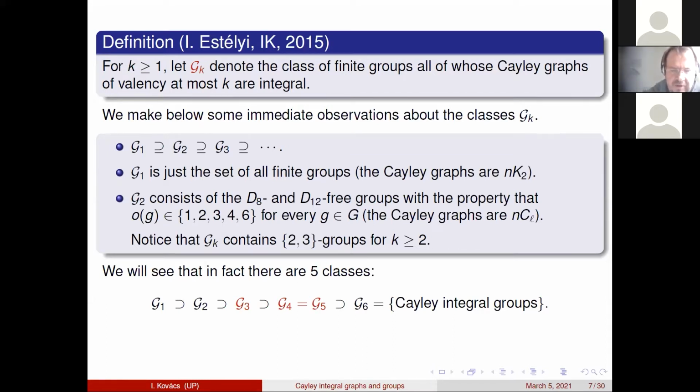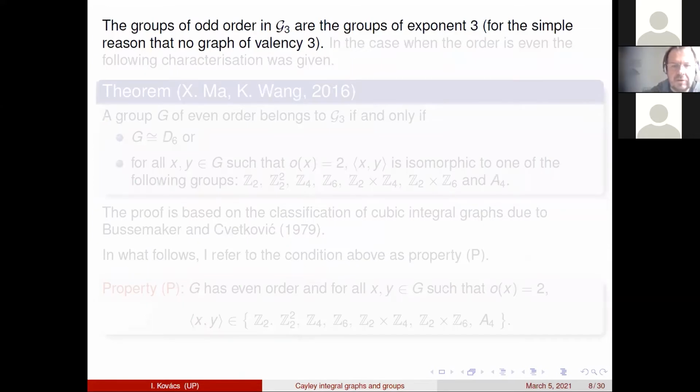And we proved that in fact the classes G4 and G5 are the same. We will determine this class also, and you have a very prescribed description, like G6. And in my eyes, the most interesting is G3. I will talk about these two classes in the next slides. So let's go to G3.